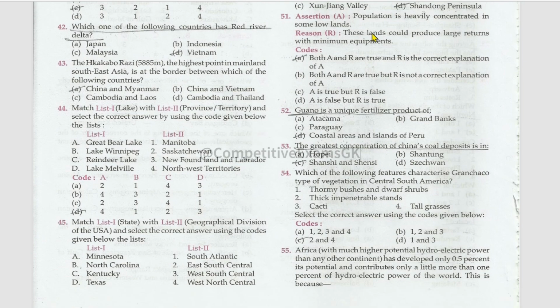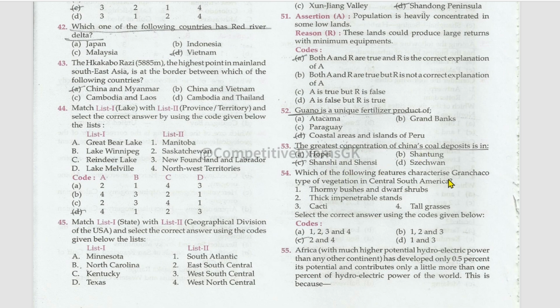Next is assertion and reason. Population is heavily concentrated in some lowlands. True, these lands could produce large returns with minimum equipment. This is also true, and reason is the correct explanation for assertion. Guano is a unique fertilizer product of coastal areas and islands of Peru. The greatest concentration of China's gold deposits is in Shanxi and Shaanxi.